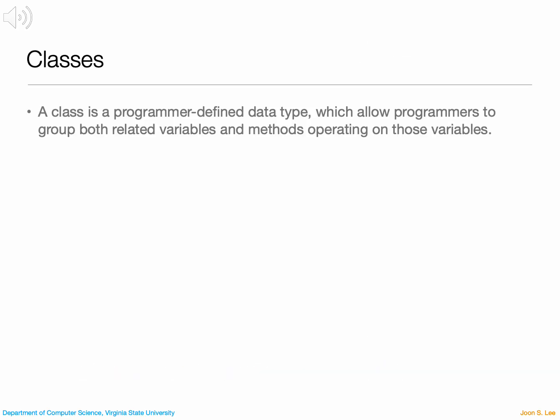To recap, a class is a programmer-defined data type. It allows us to group related variables which store data and methods which define behavior. In other words, a class combines data and the operations that work on that data into a single unit. This organization makes programs easier to understand, manage, and maintain.